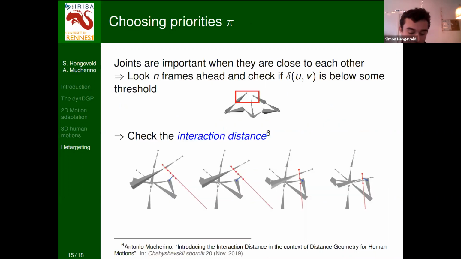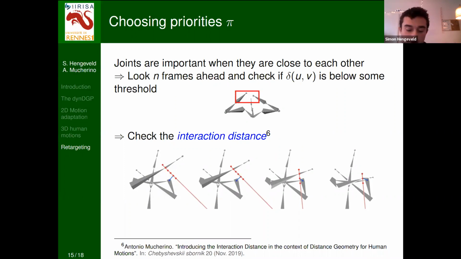Another important thing is how we choose our priorities. Since joints are important when they're close to each other because we're trying to avoid collision, there are two ways we assign a priority. One way is we look at certain frames ahead, n frames ahead, where n should relate to the frame rate of the motion. Then we check if two distances are going to be close together at some point. If so, we assign a higher priority to this distance.